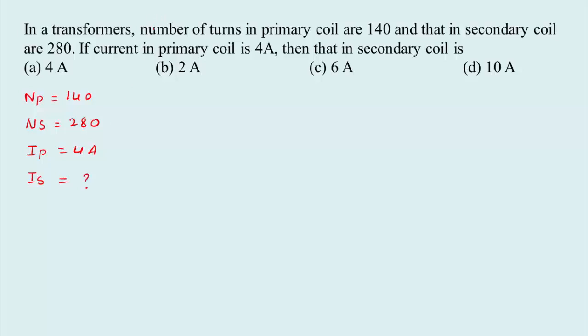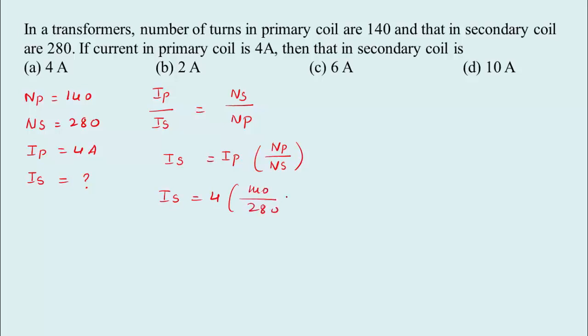Right. So here we can use the equation IP divided by IS equal to NS divided by NP. Directly we can use this relation. So this equation can be written as IS equal to IP into NP divided by NS. We can modify this equation because we want IS. So IS equal to IP is 4, NP by NS value is given, that is 140 divided by 280. So we will get IS equal to 2 ampere.